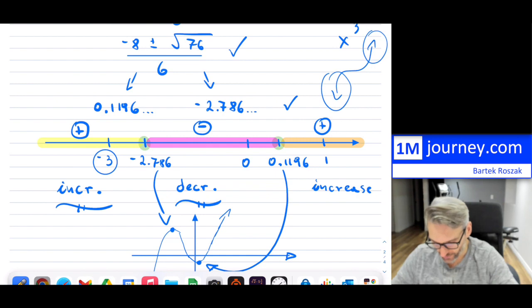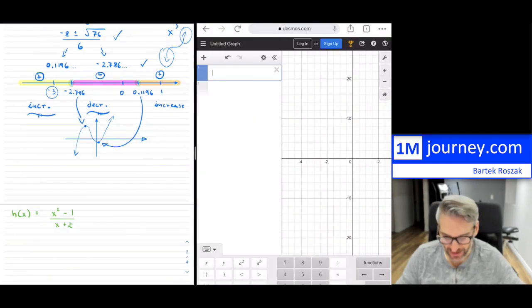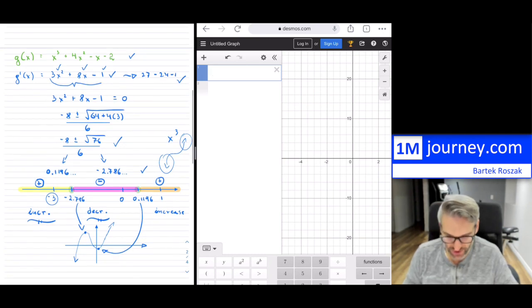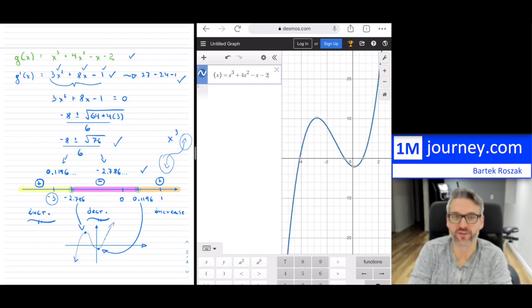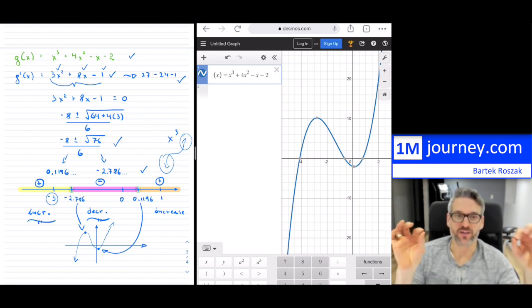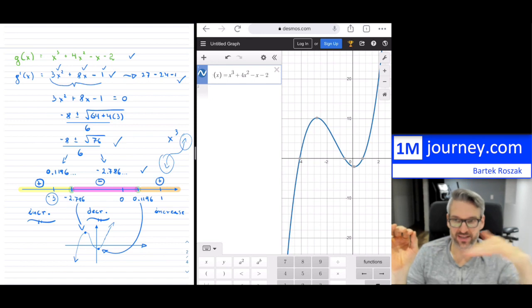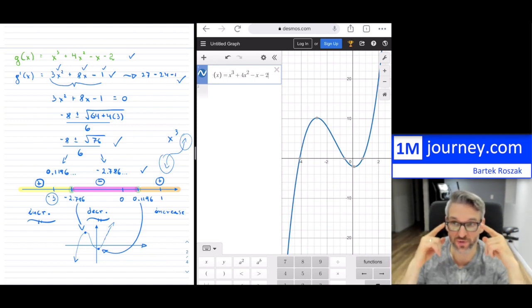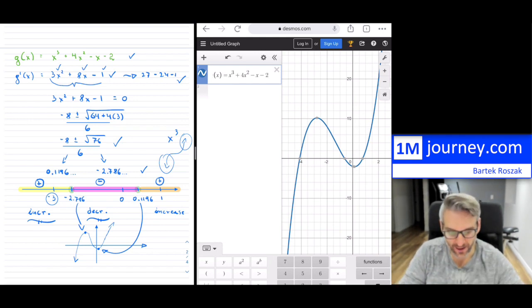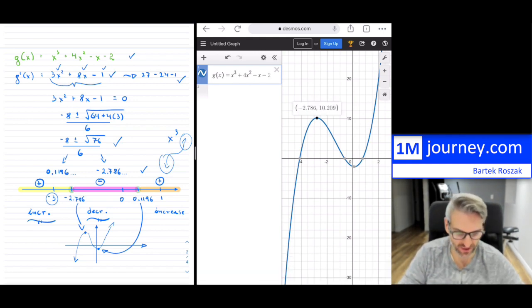Let me take out Desmos. I'll try to do that. And let's plug in this function. So this was g of x equals x cubed plus 4x squared minus x minus 2. So there you go. I kind of guessed. I wasn't sure where it crosses the x-axis, but I can certainly find those places. But indeed, notice here it's flat, which is the -2.786, and then over here, this is the 0.1196, which is rounded to 0.12, and those are the values.